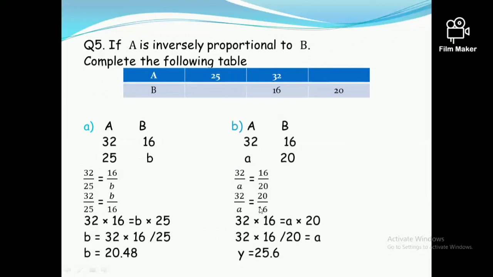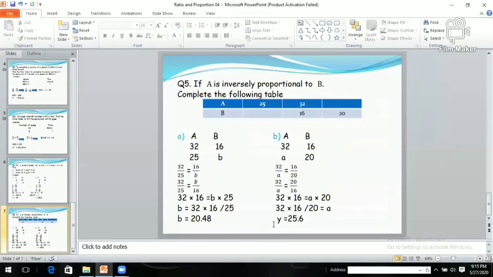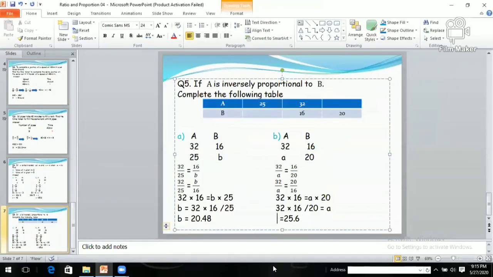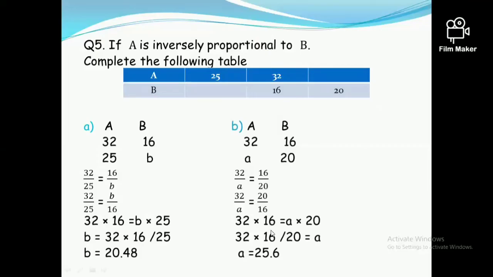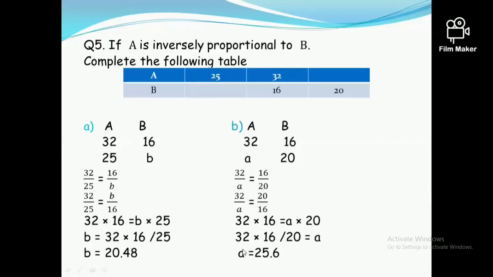Then cross multiply. Then you can say 16 into 32 equals A into 20. Then A equals 32 into 16 divided by 20. With that, you can obtain the answer for A. This is not Y, obviously it should be A. We'll just make that correction. Then A equals 25.6, right. That is how you need to solve questions with inverse proportion or indirect proportion.